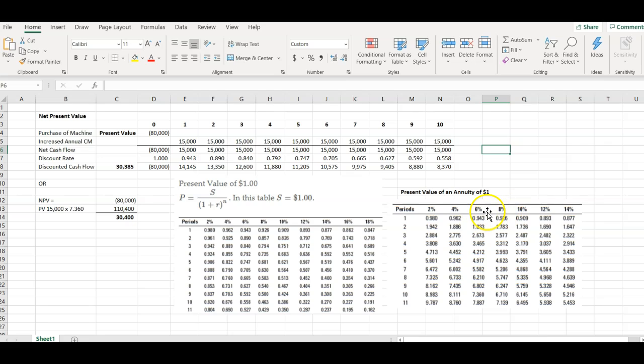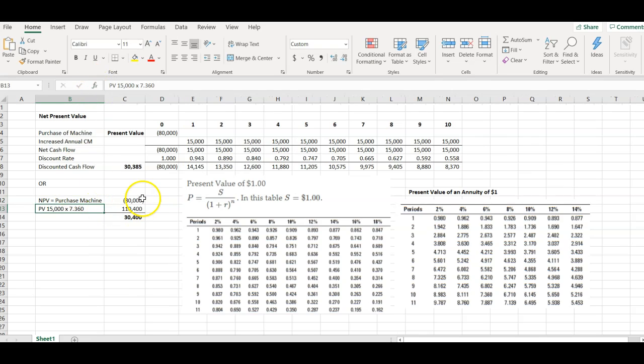So our project, 6% is our discount rate, and we're going to go down to year 10, 7.360, and I'm going to multiply my 15,000 times 7.360, and my answer is 110,400. So my net present value, first of all, I've got the purchase of the machine for 80,000, and then I've got these cash flows coming in. The present value of the cash flows is 110,400. So the net present value of the project is 30,400, which is close to this, but taking this out to only 3 factors is pretty small.